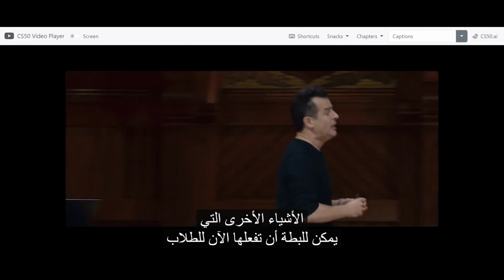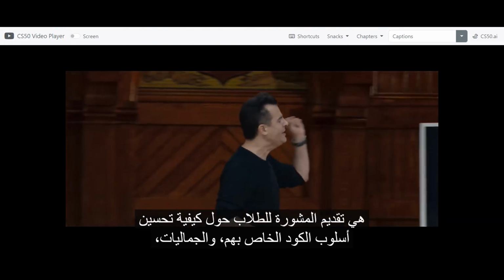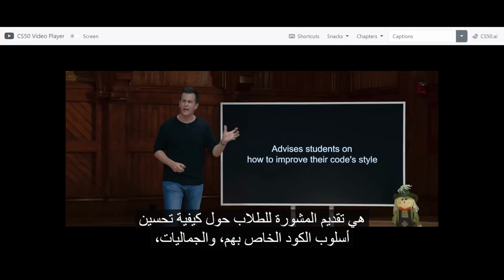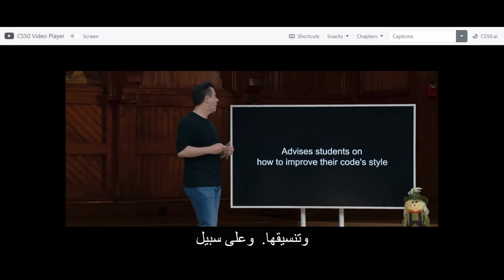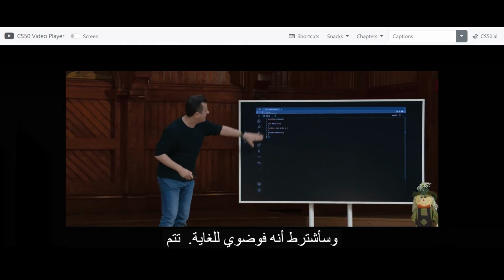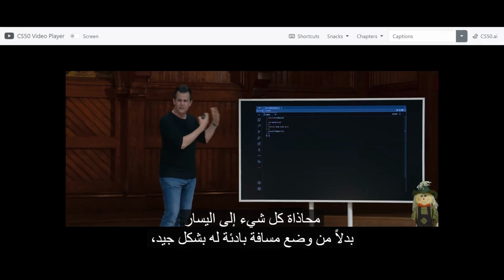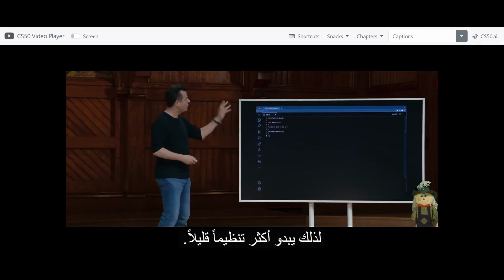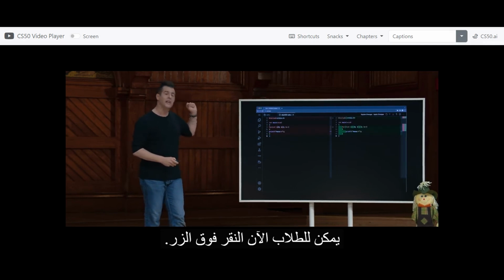Other things that the Duck can now do for students is advise students on how to improve their code style, the aesthetics, the formatting thereof. And so, for instance, here is similar code in a language called C, and I'll stipulate that it's very messy. Everything is left aligned instead of nicely indented, so it looks a little more structured. Students can now click a button.